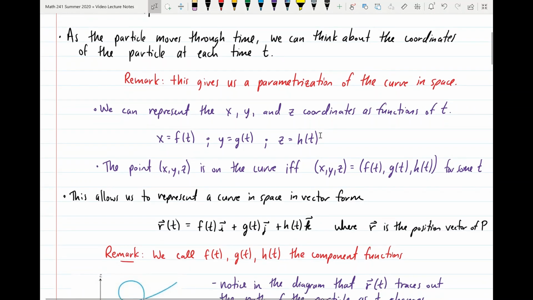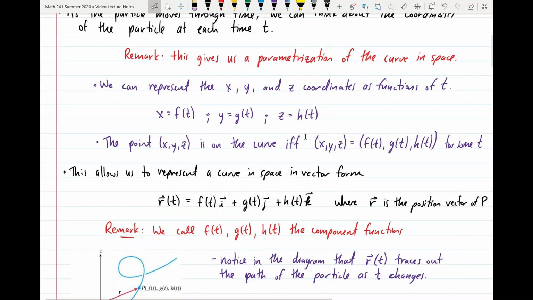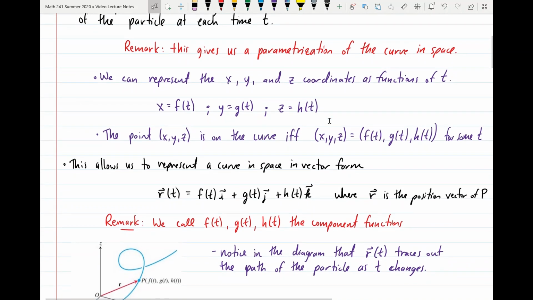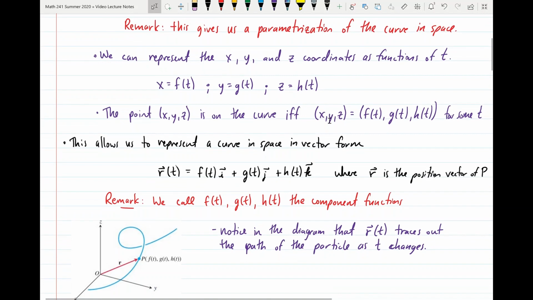So we can represent the x, y, and z coordinates of the particle at different times as functions of time, so as functions of t. And to denote that, we can write x is equal to f of t, y is equal to g of t, and z is equal to h of t, where f of t, g of t, and h of t are all just different functions in terms of time. So you stick in a certain value for time and out pops the coordinates of your particle.